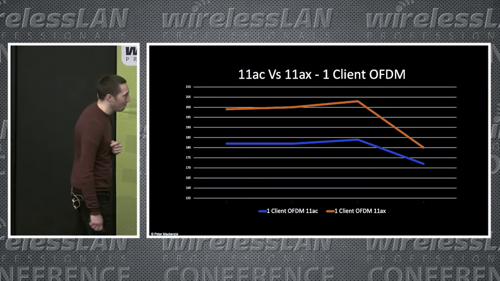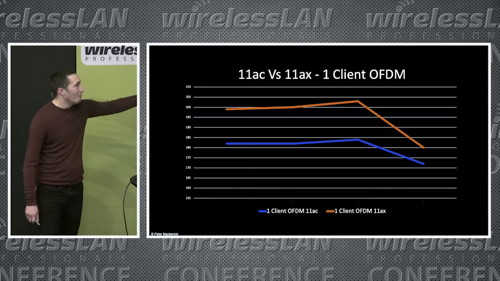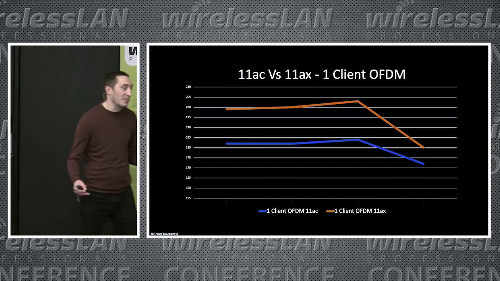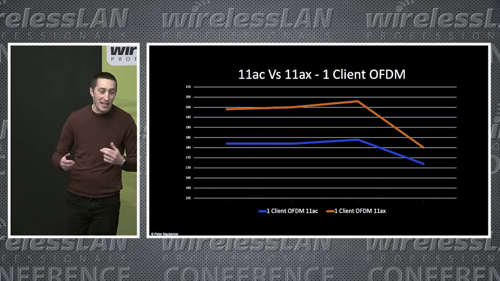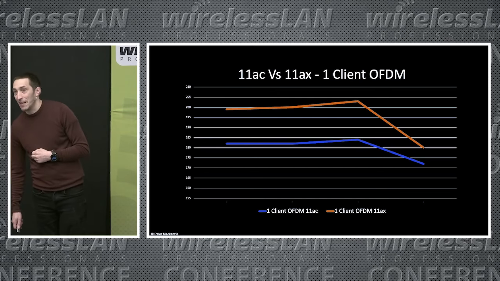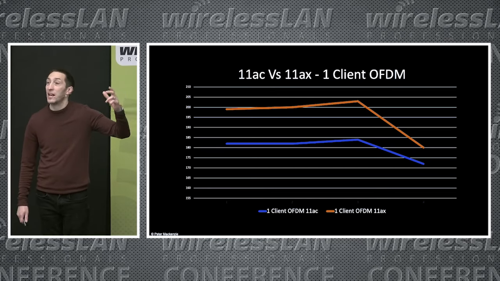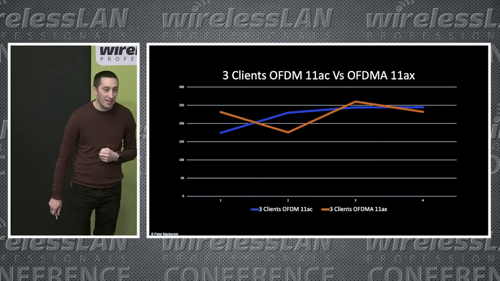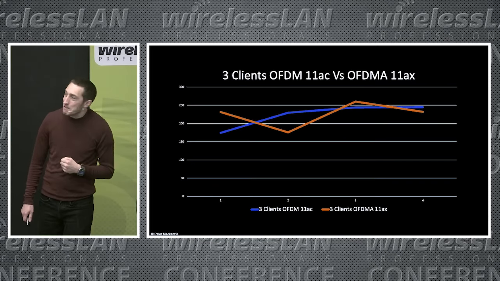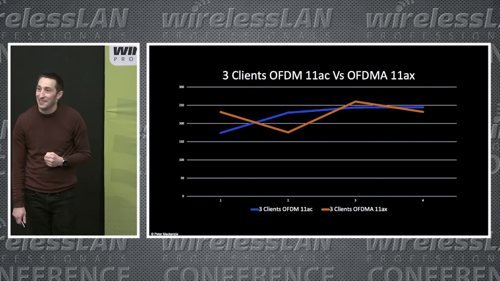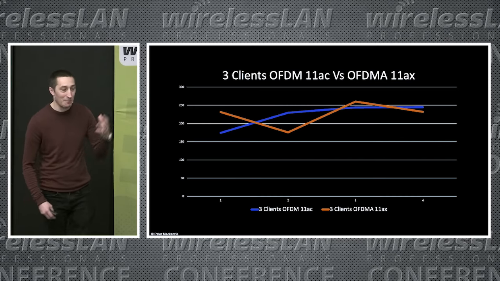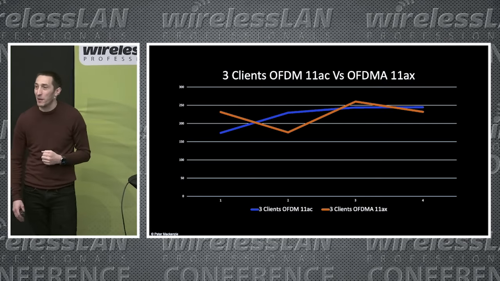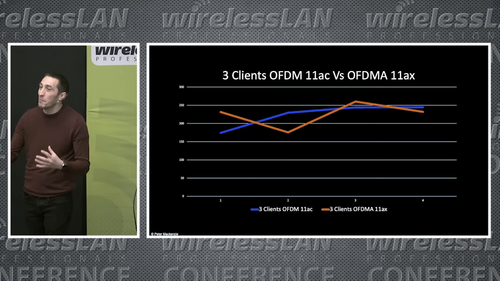What did I find? Well, with one client, very similar to last time, AX was better than AC. It's got the higher modulation methods, I would expect that. With multiple clients, 3 clients, it was not as clear. I'm not sure who the winner was out of the tests I did. Sometimes AC seemed to perform better, sometimes AX. I would say they were about the same.